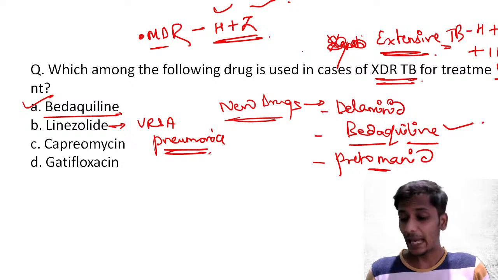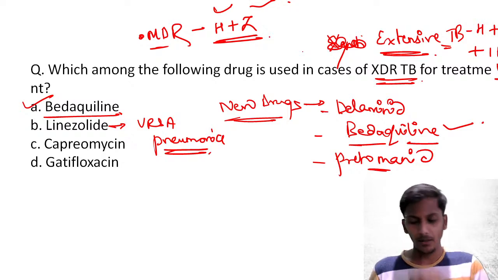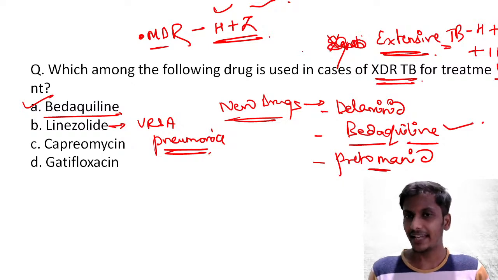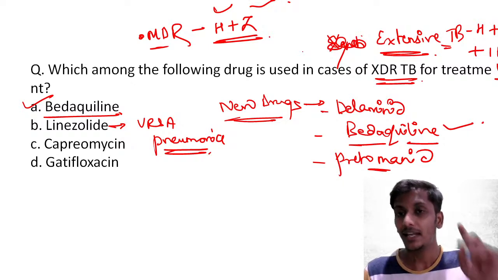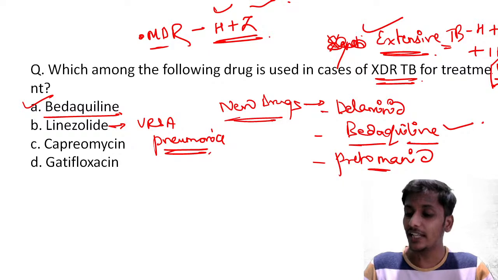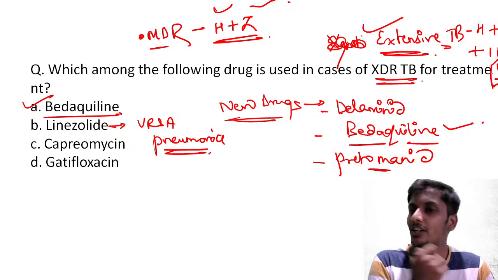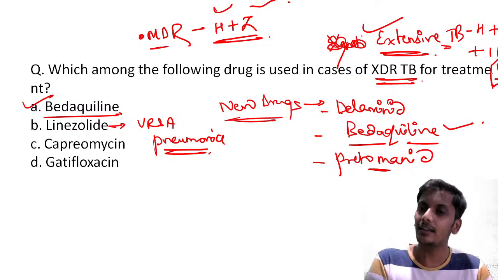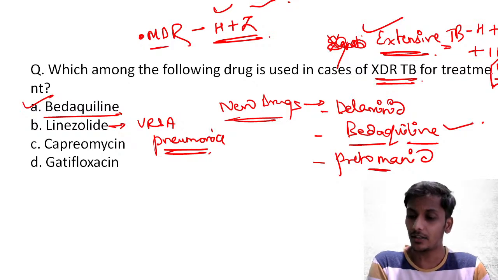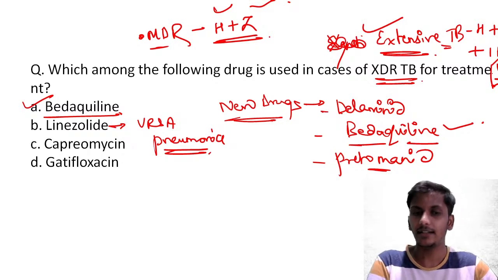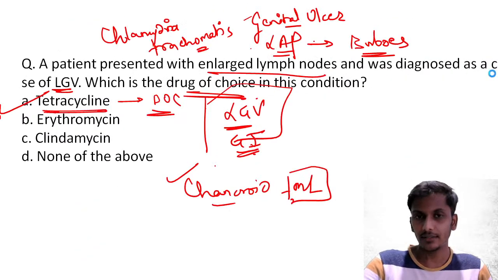So bedaquiline, capreomycin is a second line antitubercular agent, guys, that is not active against extensively or multi drug resistant TB. Remember what I said, in extensively drug resistant TB there is resistance to one of the injectables, and one of them is capreomycin. So the TB already has resistance to capreomycin. Then how can you use it? So it cannot be the drug of choice because resistance has developed against it, right? So the answer over here is newer drugs.